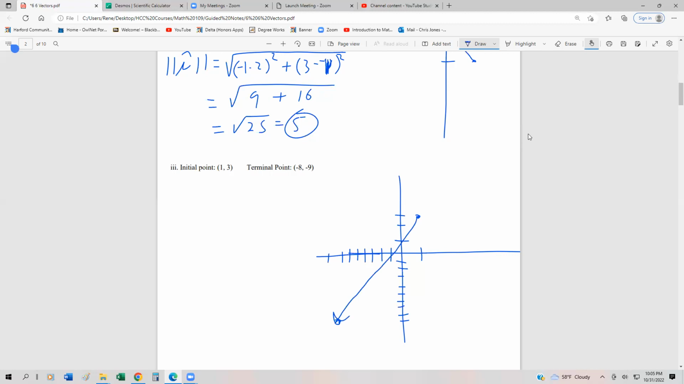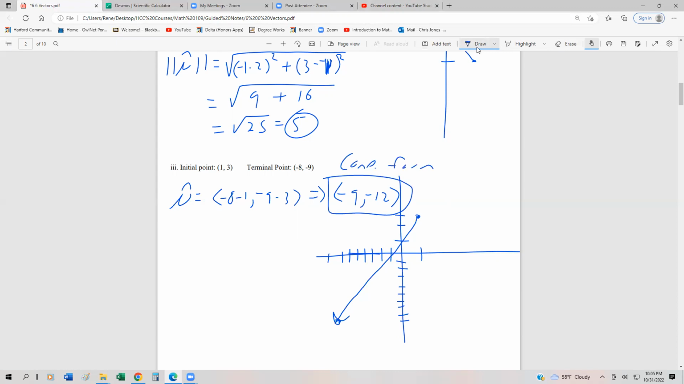Now let's go ahead. I'm going to call it U, and that's going to be -8 minus 1, -9 minus 3, or in other words, that's going to be -9 and -12. So that's going to be <-9, -12>, and that's going to be the component form.